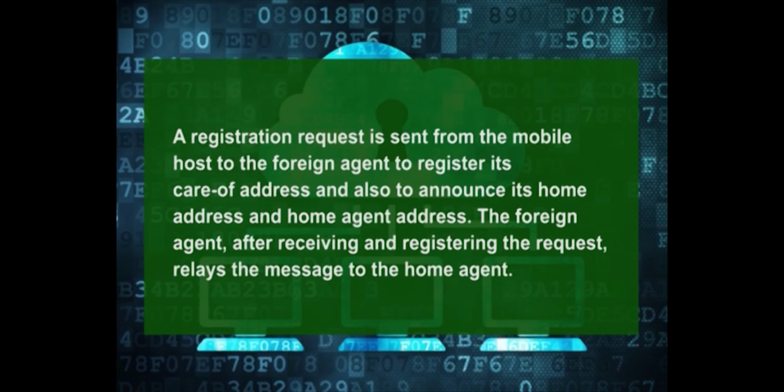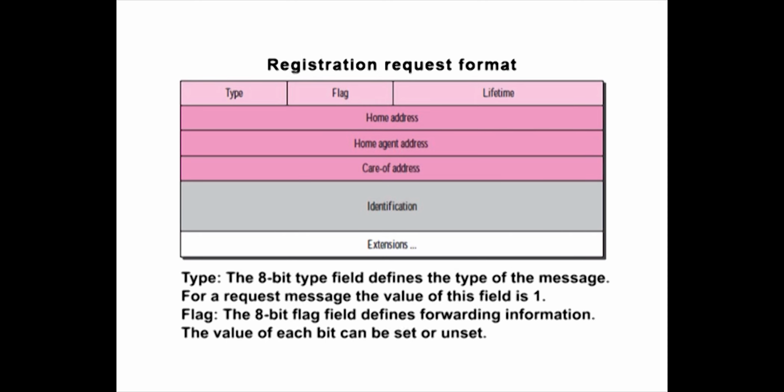The foreign agent, after receiving and registering the request, relays the message to the home agent. Note that the home agent now knows the address of the foreign agent because the IP packet that is used for relaying has the IP address of the foreign agent as the source address. The figure shows the format of the registration request. The field descriptions shown in the figure are as follows.